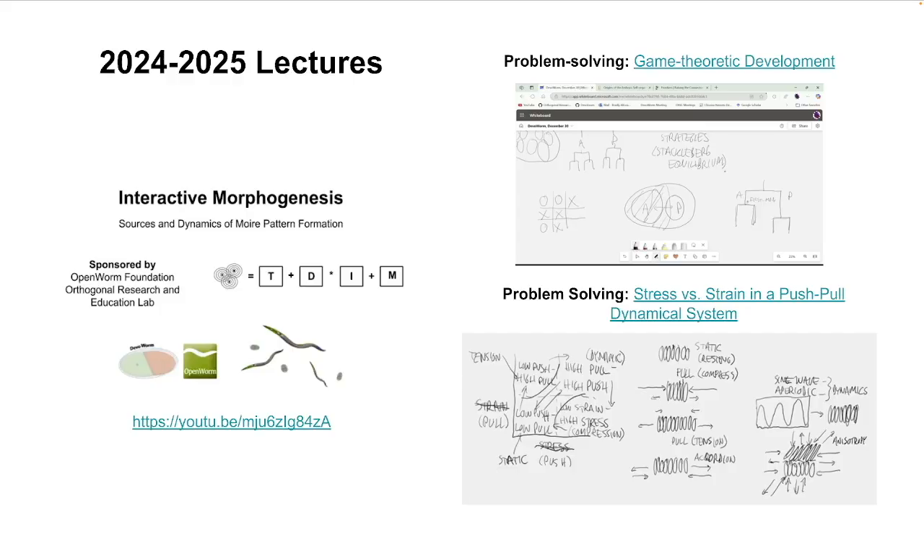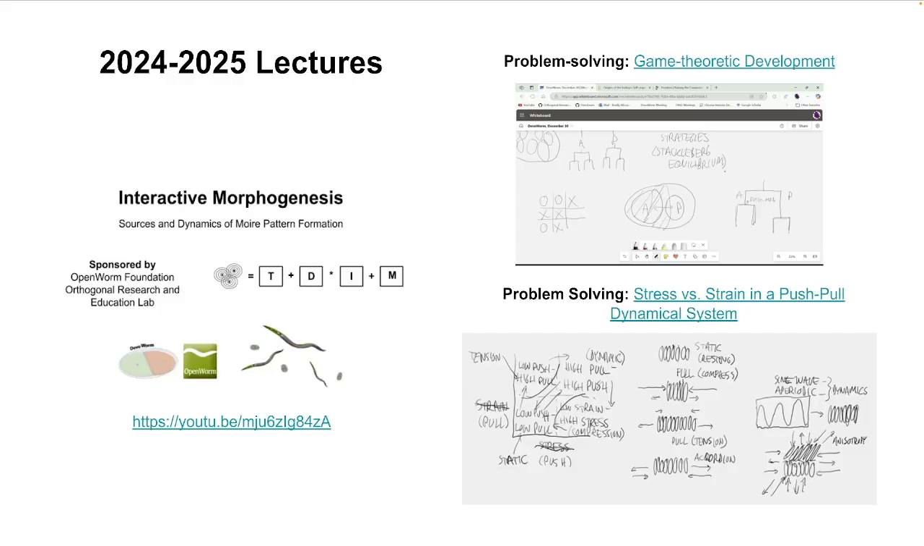Actually, I'm counting from about November of 2024 till now, so that's been about a year. So in December of 2024, I did 2 problem-solving lectures, over the holidays. One was on game theoretic development, and the other was on stress versus strain in a push-pull dynamical system. These are lectures I gave on my laptop. I used the whiteboard, I drew out some diagrams, I reviewed some papers.